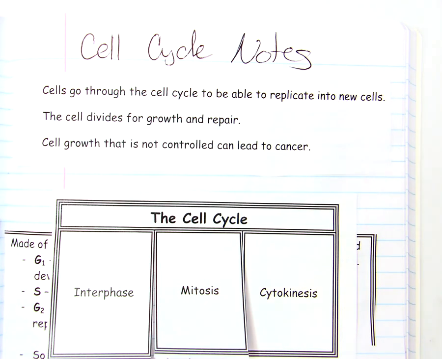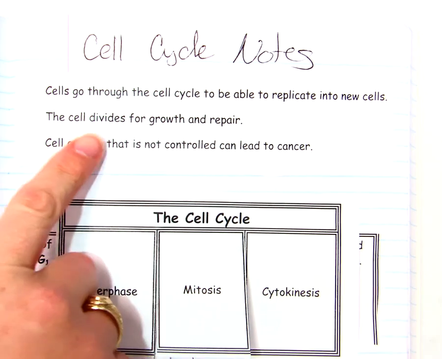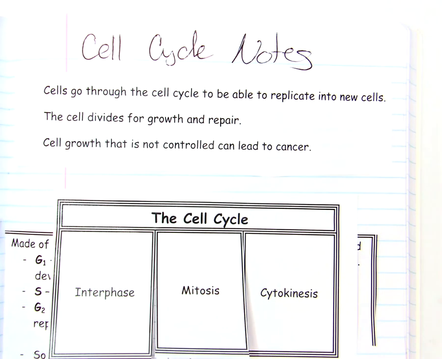Alright, today we're going to talk about the cell cycle. So all cells go through the cell cycle in order to be able to replicate to new cells. Cells need to make new cells. Your body makes new cells for two reasons. One is for growth and the other is for repair.